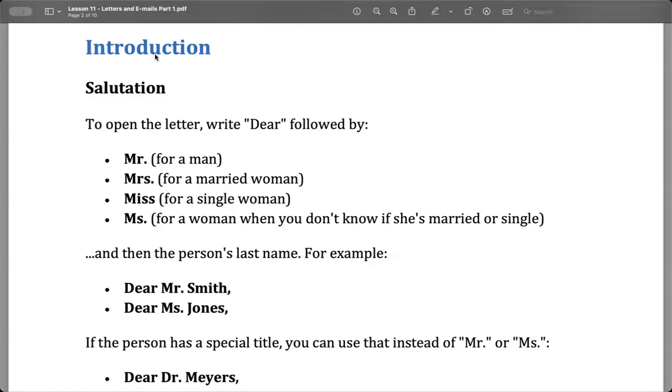Mr. for a man, Mrs. for a married woman, Miss for a single woman. Also, we should call Ms. for a woman when you don't know if she is married or single. And then the person's last name, for example, Dear Mr. Smith, Dear Ms. Jones. If the person has a special title, you can use that instead of Mr. or Ms.